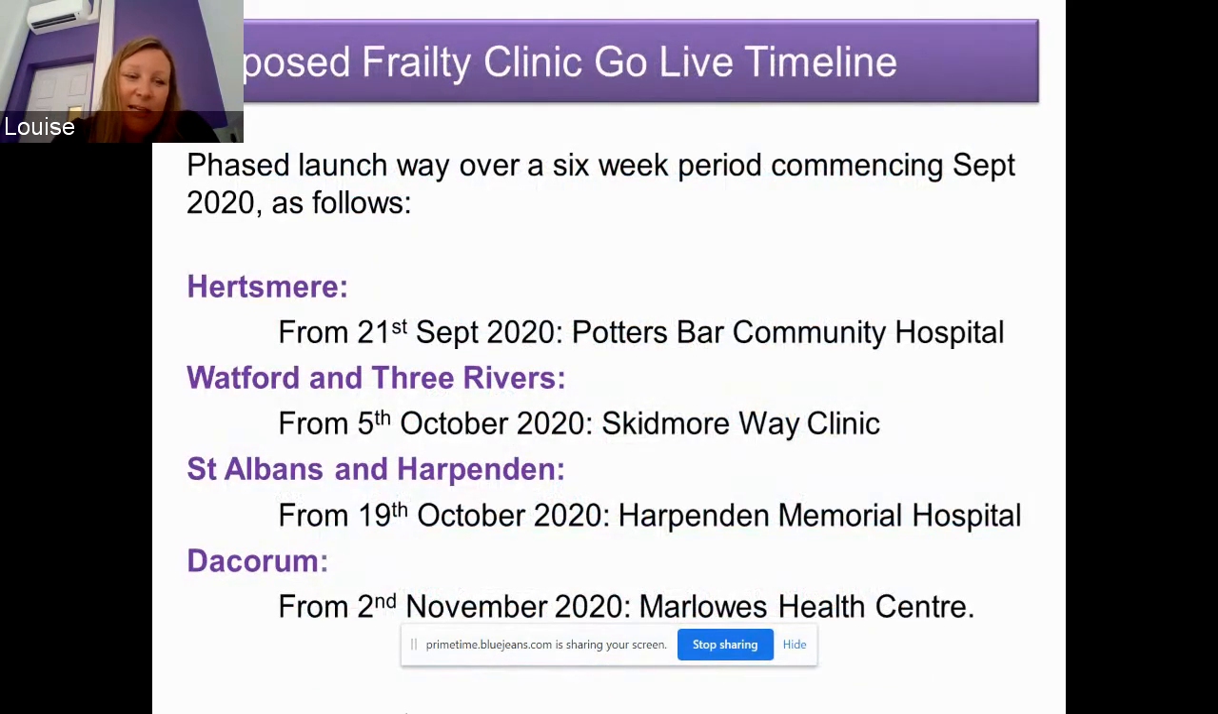So, as I say, we're kicking these clinics off over the next few weeks. Hertsmere is our first locality to go live, which will be next week, and then followed in sequence at fortnightly intervals by Watford, and then St Albans, and then last of all Dacorum at the beginning of November. Each of those clinics has got a base within the locality that they serve, so we're hoping for patients that transport and access will be really streamlined.